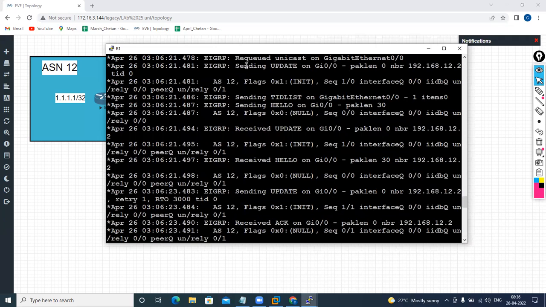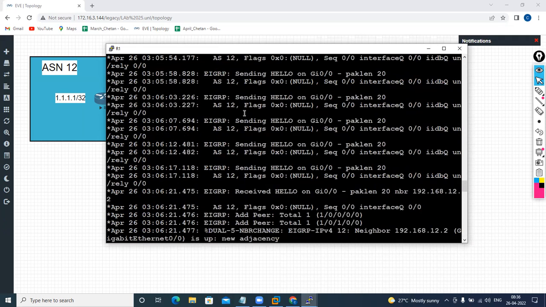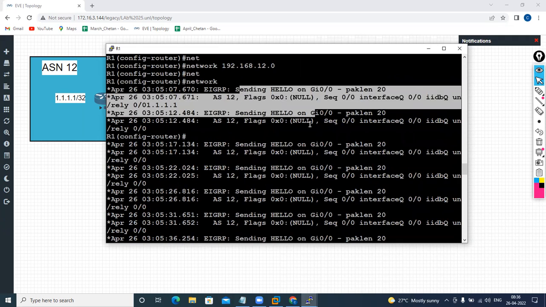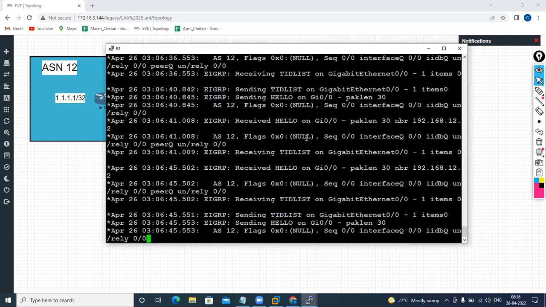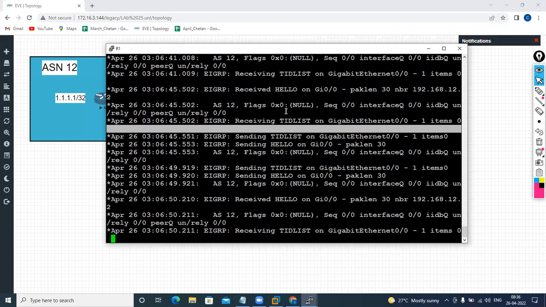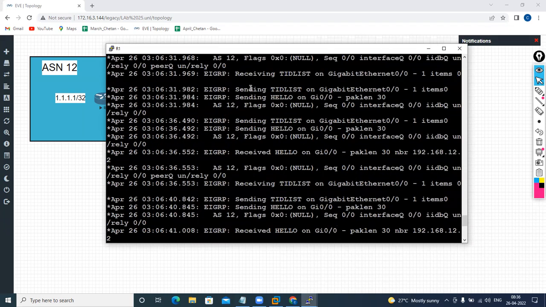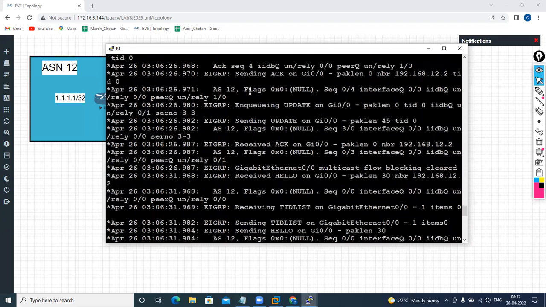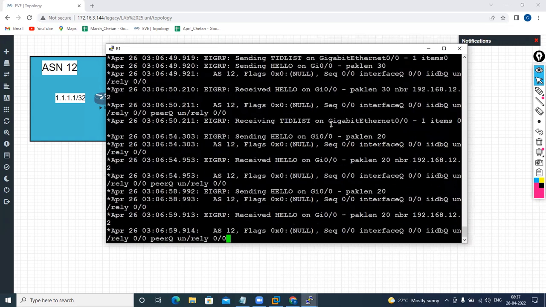To be quick, otherwise you'll miss this. Just go up. First hello is sent. Hello will be sent every 5 seconds. Then they will exchange the update packet. Seen, right? Sending update, then received update. So both will exchange the routing information. Clear?